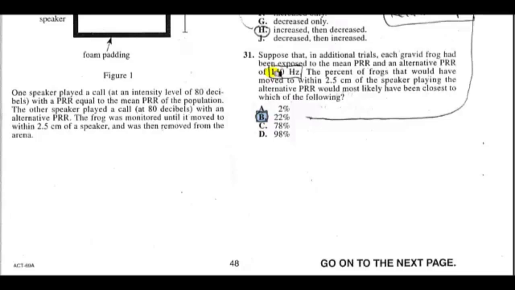You're given new information that you have to add into the graph of 140 hertz, and that will lead you to the correct answer of answer choice B. It's a very, very common type of question on ACT. 31, B is the correct answer.